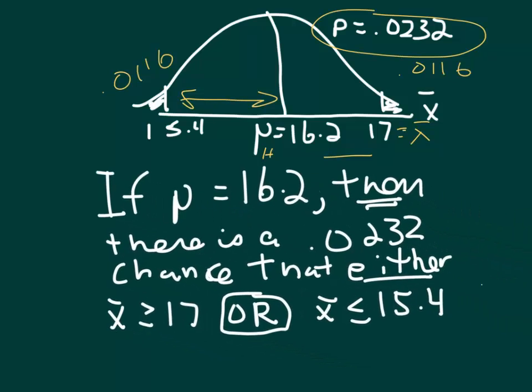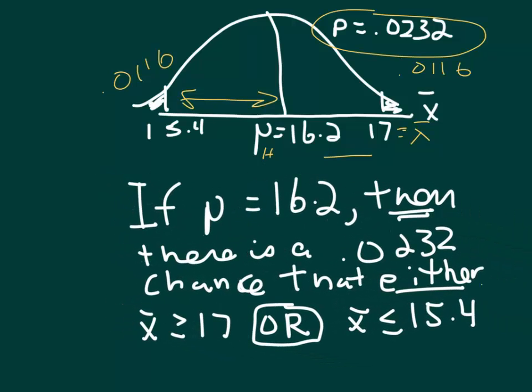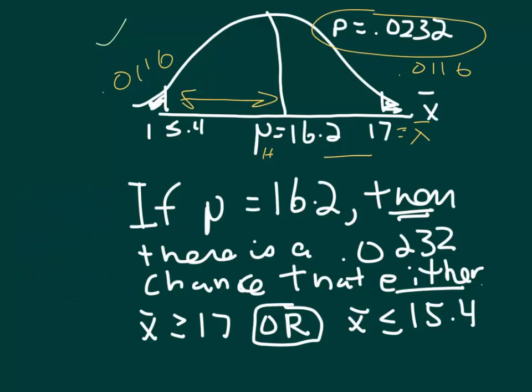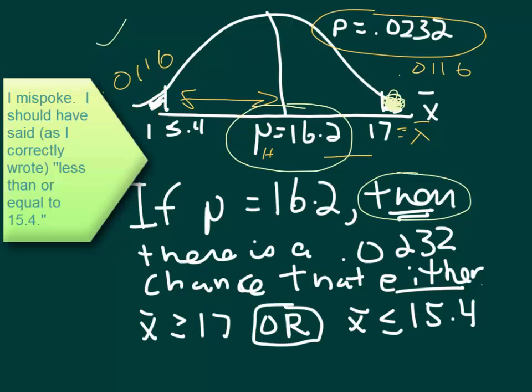And when we're going to interpret a p-value, we're basically going to put this picture up here into words. And what we're saying is if the population mean is 16.2, when we do our hypothesis test, we're in essence assuming that H0 is true. So if the mean is 16.2, then there is a p-value chance, 0.0232 chance, that we would get either x bar greater than or equal to 17 or x bar less than or equal to 15.4.